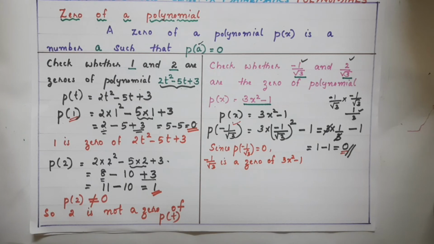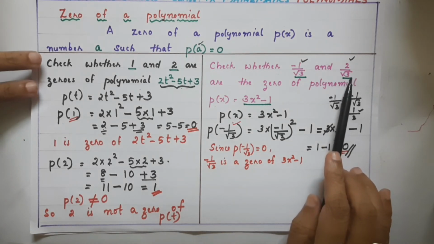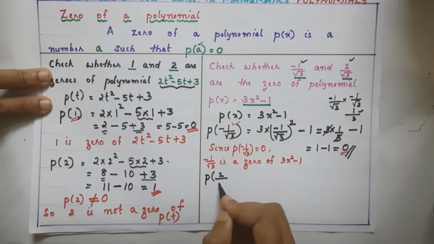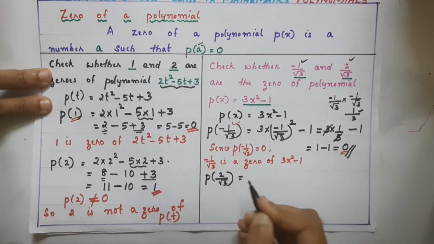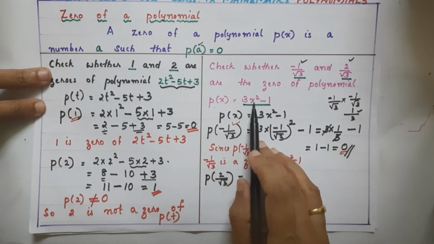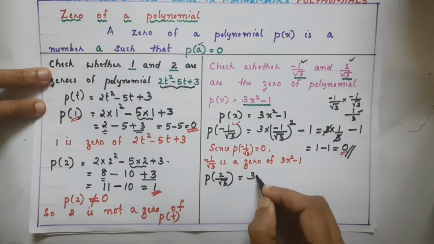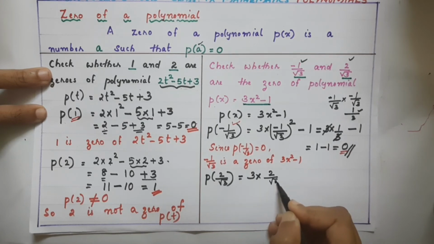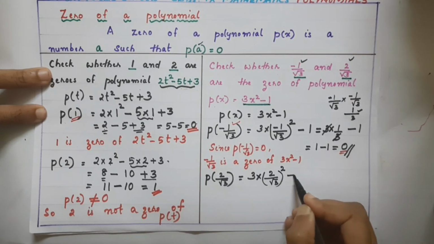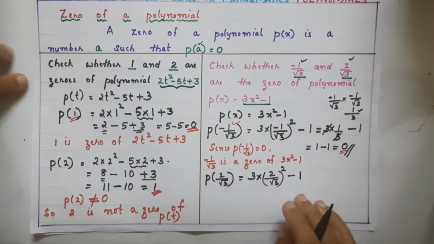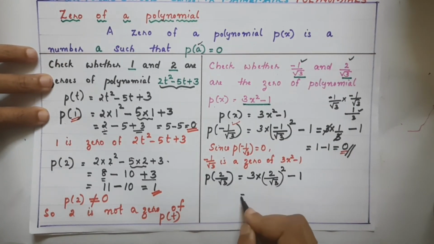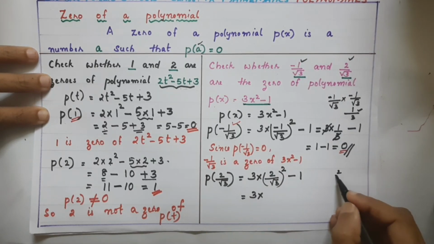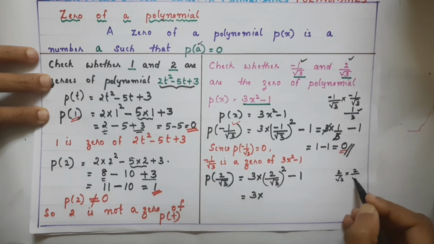Okay, now what is the second number to verify? 2 by root 3. So what we have to find out? P of 2 by root 3 we have to find out. Okay, our polynomial is 3x square minus 1. So 3 into x square. X we have to put as 2 by root 3 the whole square minus 1. Okay, so it is equal to 3 multiplied by, what is 2 by root 3 the whole square? 2 by root 3 multiplied by 2 by root 3.